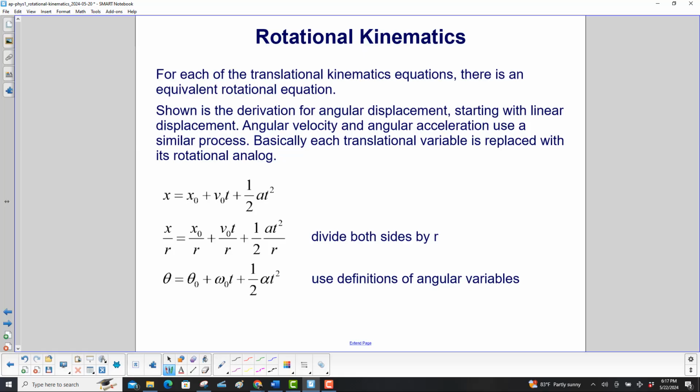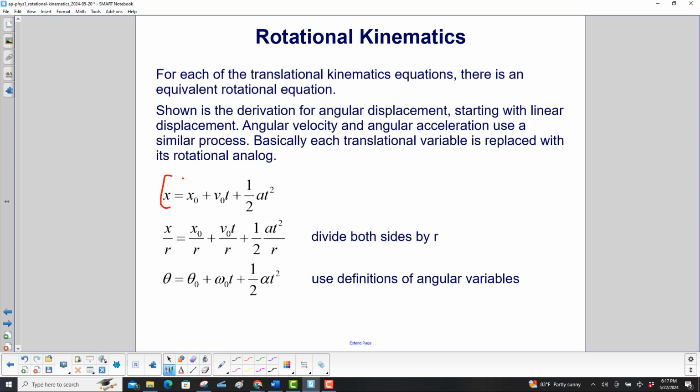For each of the translational kinematics equations, there is an equivalent rotational equation. Shown is the derivation for angular displacement starting with linear displacement. Angular velocity and angular acceleration use a similar process. Basically, each translational variable is replaced with its rotational analog.